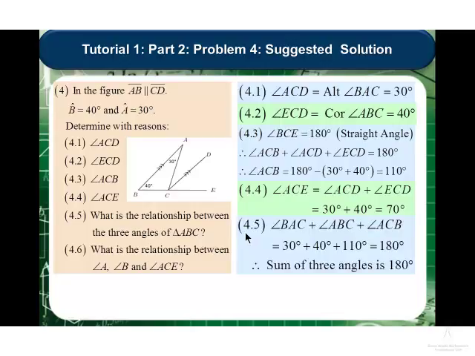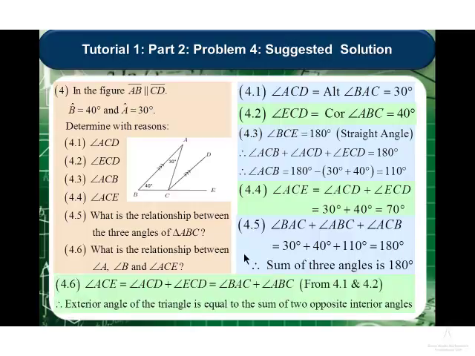In part 5, we have to answer the question, what is the relationship between the three angles of the triangle ABC? Since we have calculated the angle BCA to be 110 degrees, we can add the three angles together, and we see that in this case the sum is 180 degrees. That is the answer to the fifth part of problem 4.